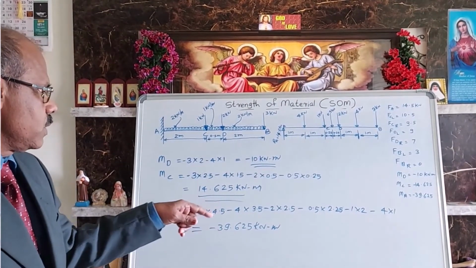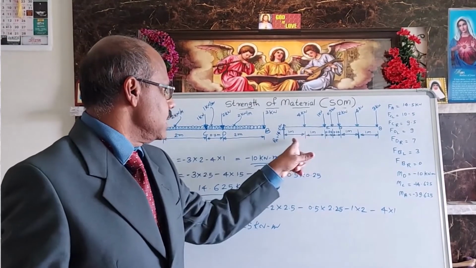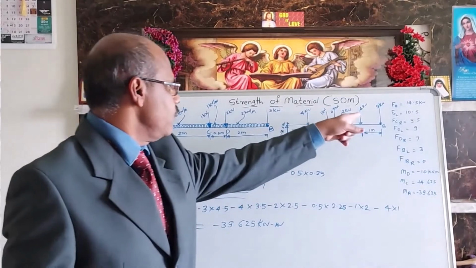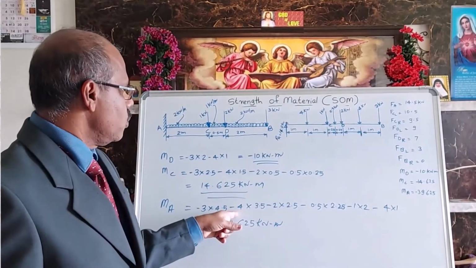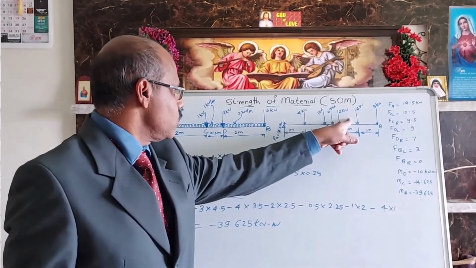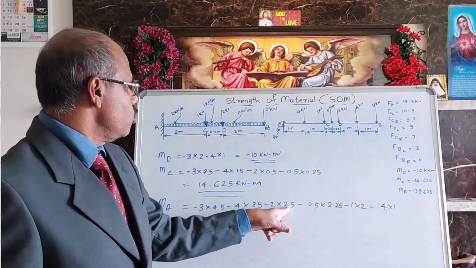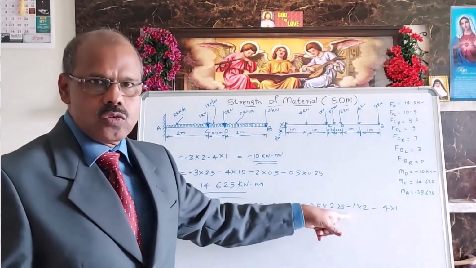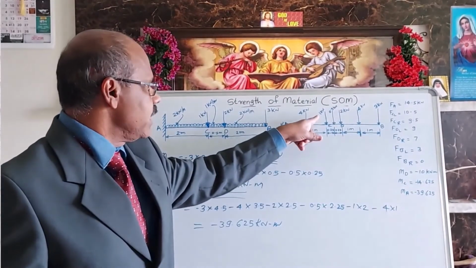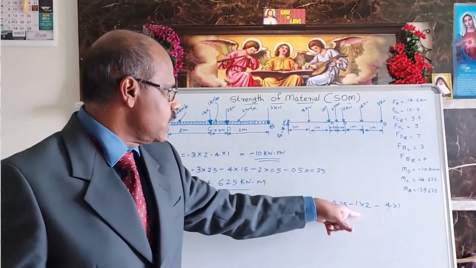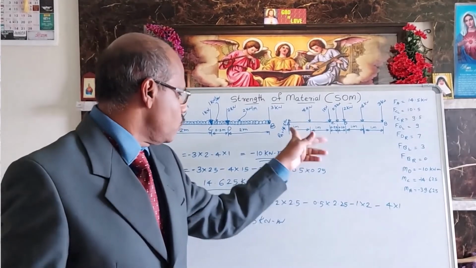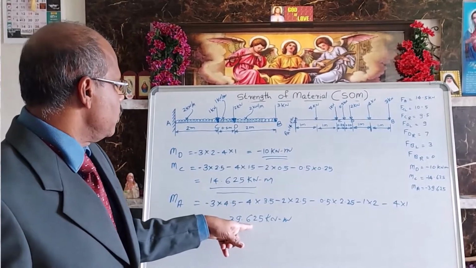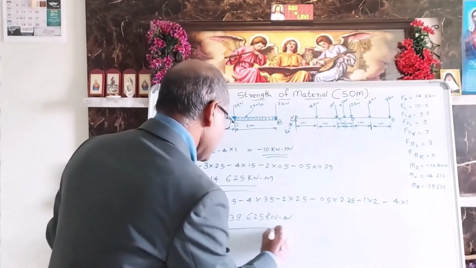Okay, here 3 is at a distance of 4.5. So 3 into 4.5. Then we are having 4 into 3.5. Then we are having 2 into 2.5. Then we are having 0.5 into 2.25. Then we are having 1 at a distance of 2, so 1 into 2. Then 4 into 1. So finally we are getting the answer as 39.625 kilonewton meter.